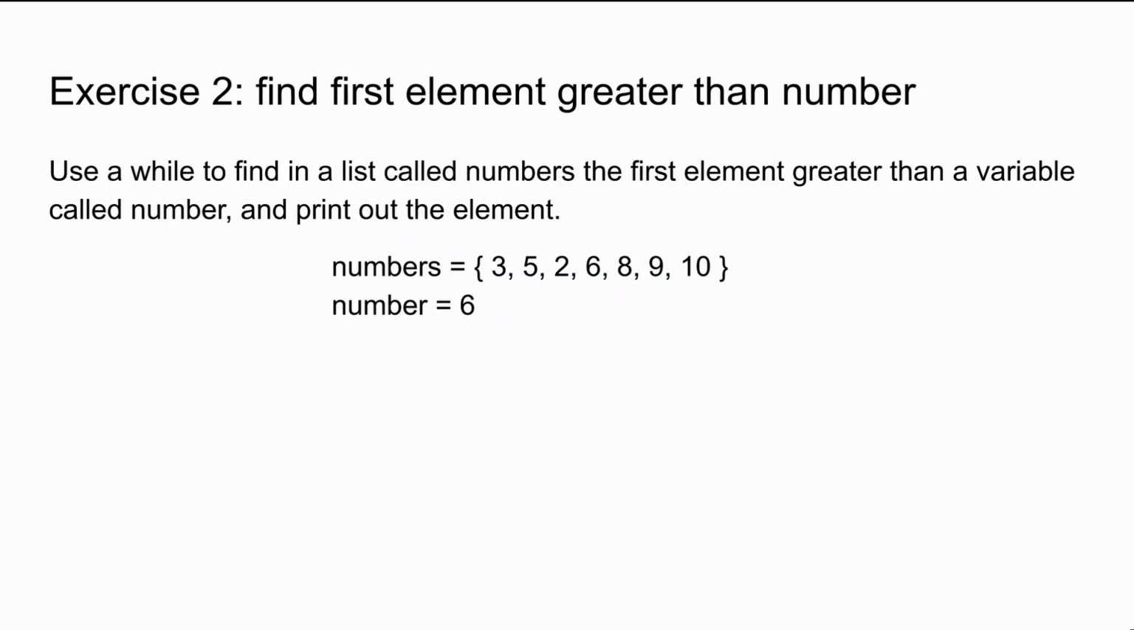This is the second exercise. Here, we will use a while loop to find the first element in a list that is greater than a variable called number. We are calling the list numbers in plural. In this specific case, we will look for the first number that is greater than 6 in our list. You can stop the video here to write your solution.